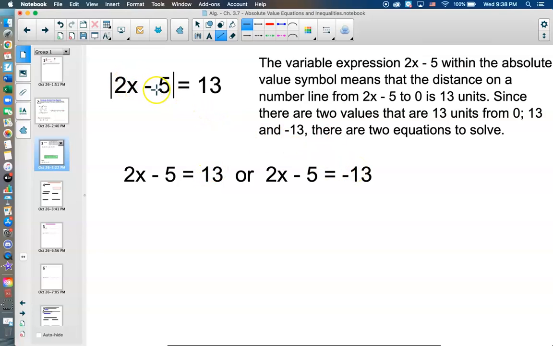Because that means that this expression of 2x minus 5 is equal to positive 13, because the absolute value of 13 is 13. But also, this 2x minus 5 is equal to negative 13. Because if we got 2x minus 5 to equal negative 13, when we took the absolute value of that right here, it would still equal 13. So when you have your equation, you'll have one or two answers that will be correct depending on what your expression simplifies down to.